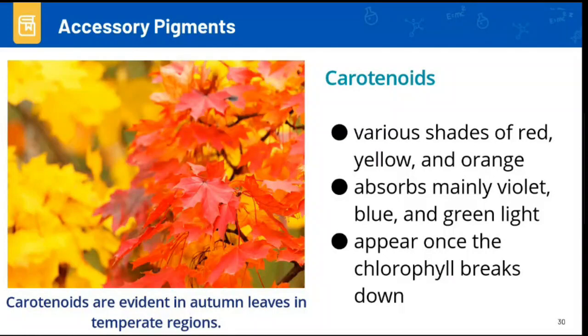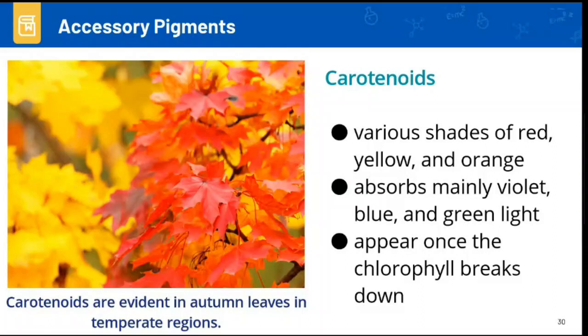These pigments absorb mainly violet, blue, and green light. These colors are common in leaves during the season of fall, or taglagas sa Tagalog. Di ba nakikita ninyo sa mga halaman ninyo, specifically yung umbrella tree na tinatawag or yung talisay tree. Ang ganda tingnan pag nagiging red, yellow, orange yung leaves nila hanggang sa maging brown at mahulog yung mga leaves nila. So bakit na ba nagiging yellow, orange, or red yung mga leaves nila?